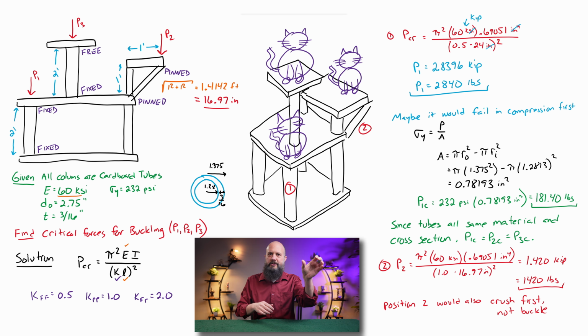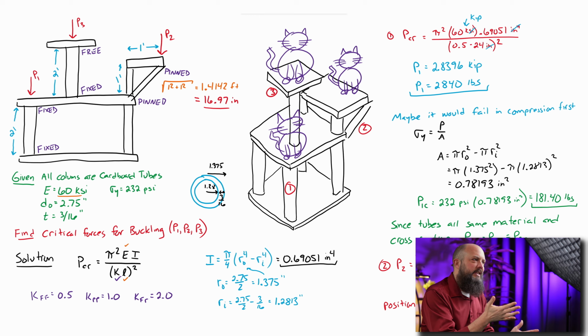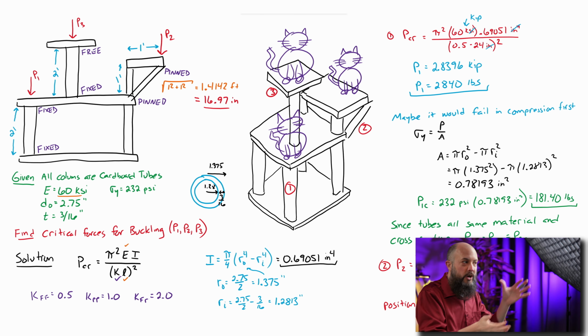Now this diagonal beam will buckle at 1,420 pounds, but that doesn't mean that it'll break if Serenity weighs 1,420 pounds, because in order for there to be 1,420 pounds in the diagonal beam, the downward force would actually only be equivalent to the vertical component of the 1,420 pounds. So if we take 1,420 times sine of 45 degrees, this is actually closer to only about 1,000 pounds of vertical force that would result in buckling. Of course, this is all still way above the 181 pounds that would result in it failing due to crushing. So again, buckling is not the major concern for case 2.